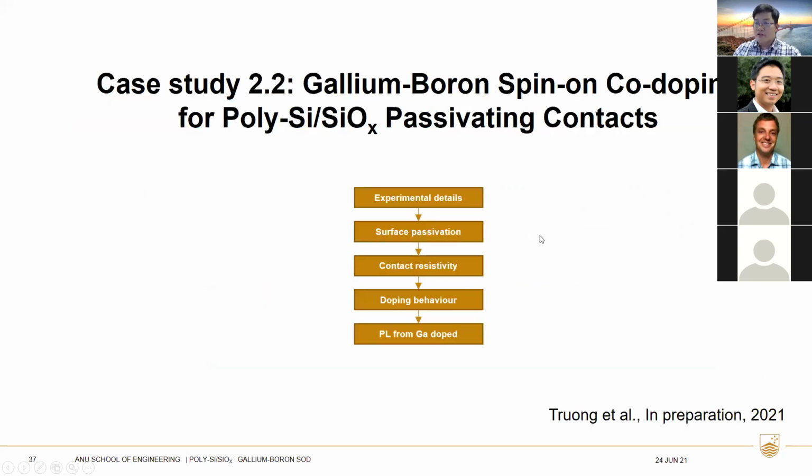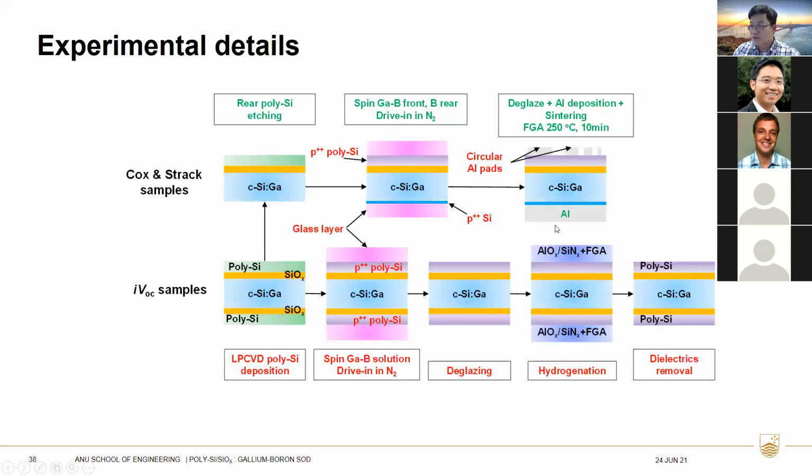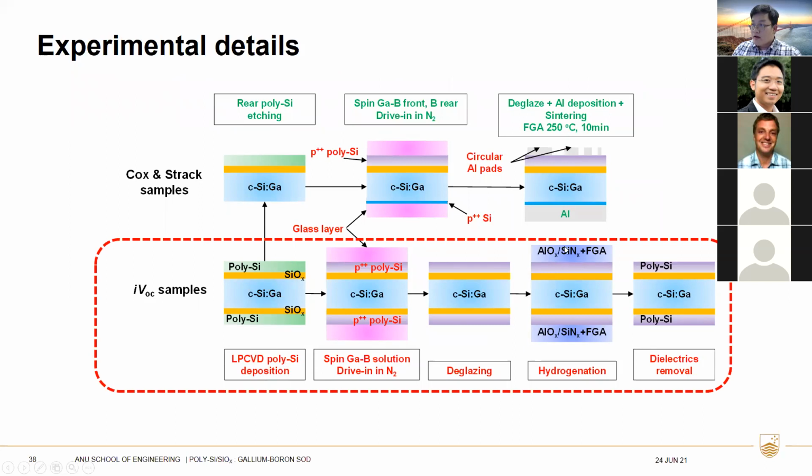Let's continue with case study 2.2, the gallium-boron co-doping with the spin-on method for polysilicon passivating contacts. We will study surface passivation, contact resistivity, the doping behavior, and the PL from the gallium-doped samples. For the iVoc sample, we prepare the silicon film by LPCVD in our lab, and we use aluminum oxide and silicon nitride for hydrogenation.